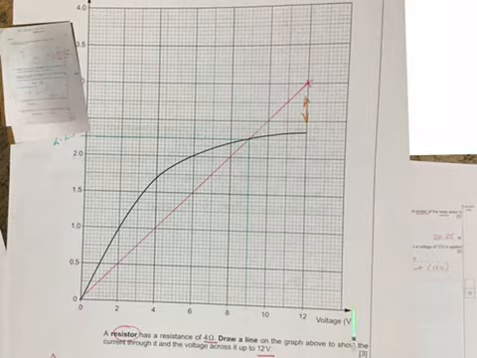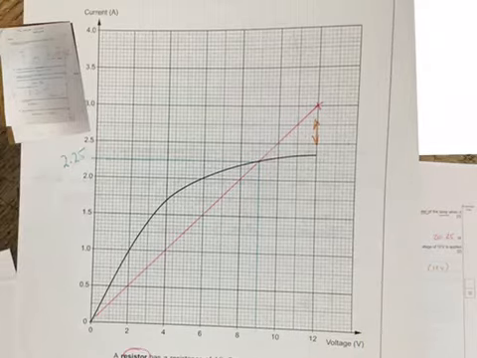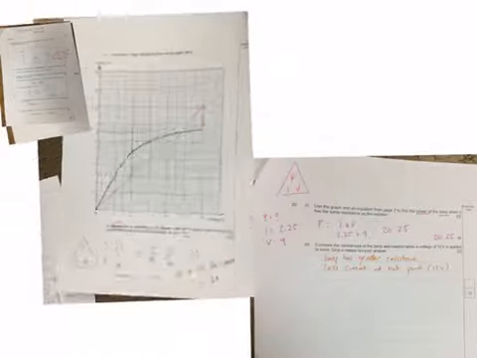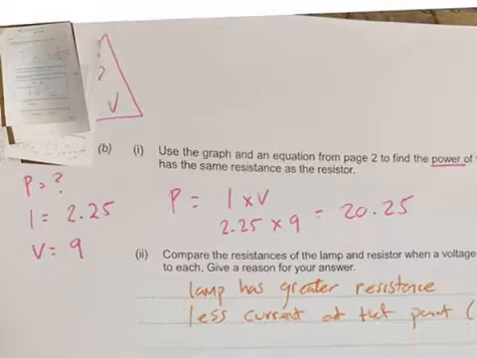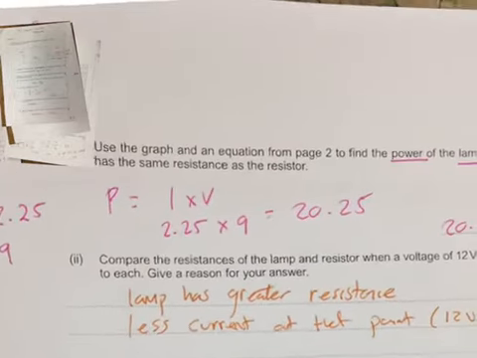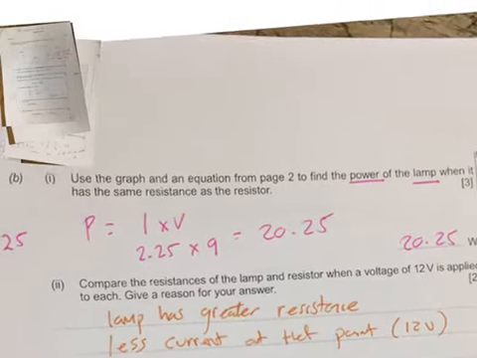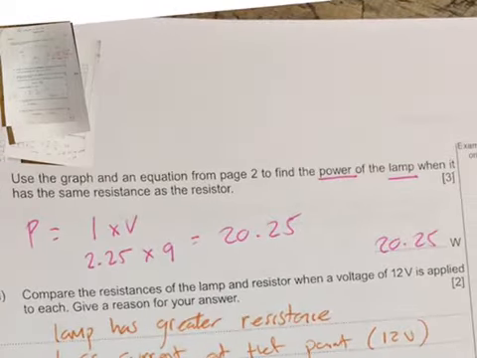It's going to give me 9 volts. And a line across is going to give me 2.25 current, amps. And then I can go to this page and I can work that out. In fact, I've done a power one there. Why have I done it? Because it's asking me to find the power, not the resistance this time. So I know my current, I know my voltage. My current is 2.25. My voltage is 9, and that is going to give me 20.25.